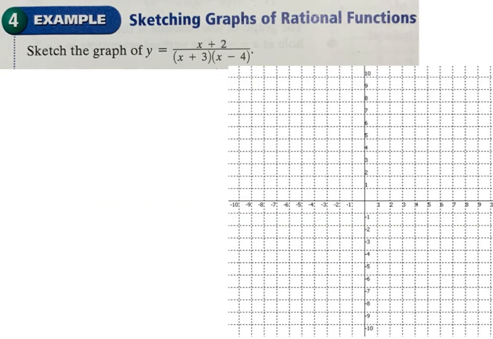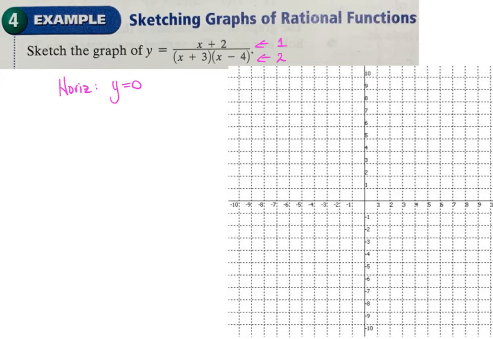So they've given us this function y equals x plus 2 over x plus 3, x minus 4. They want us to sketch this graph, all right? For this one, the first thing I'm going to do is determine horizontal asymptotes. And then the next thing I'm going to do is find vertical or holes, all right? Horizontal is the first one. What is the degree of the numerator? 1. And then the degree of the denominator is going to be what if I FOILed it? 2, because it's x squared. So I'm going to have a horizontal then at y equals 0.